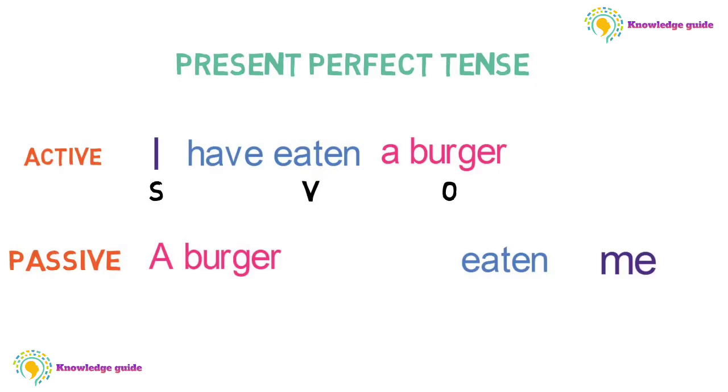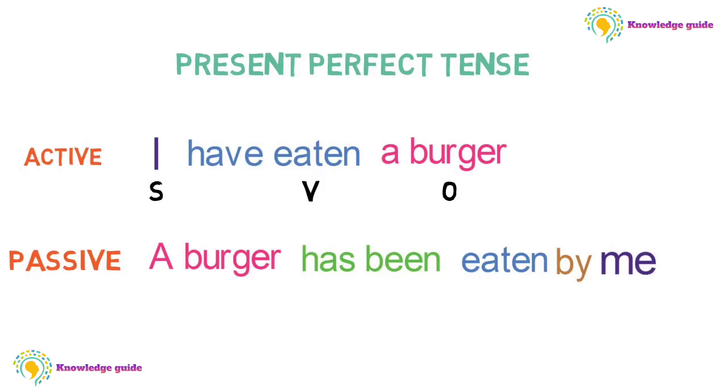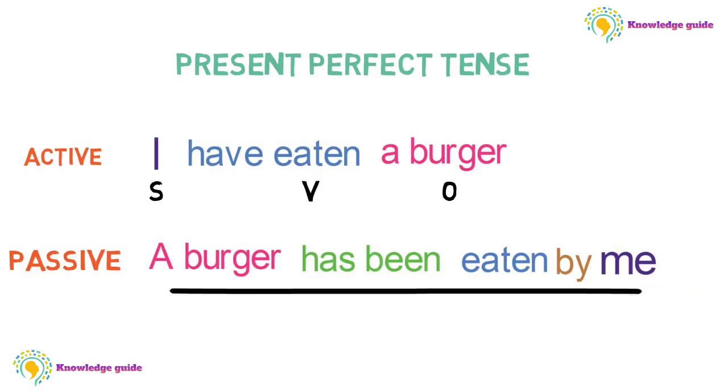Now adding a suitable helping verb, it will be has been. And lastly, we have to add by before the subject to make it complete. Thus the whole sentence of passive voice becomes a burger has been eaten by me.